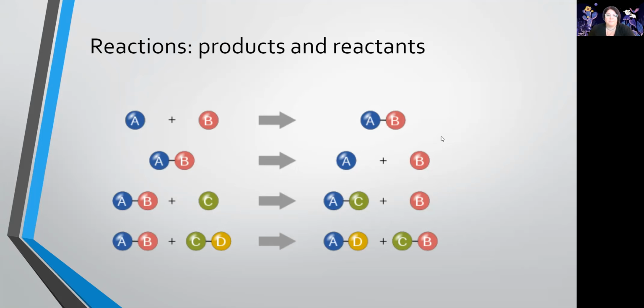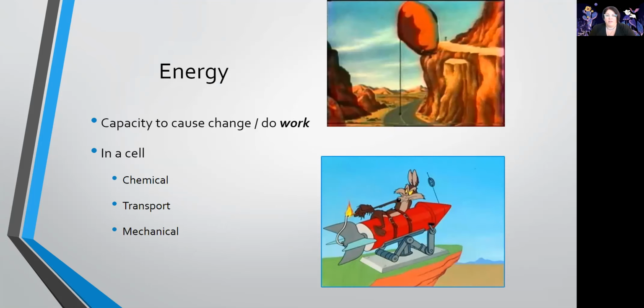So when we're talking about energy, we're looking at the capacity to cause change. So that's sort of a nebulous description of it. You probably learned more specific ones, for example, in physics. But in this case, when we talk about work in a cell, we're looking at chemical, so things that are of a chemical nature, making change, transport, which is what it sounds like, and mechanical, which is a little bit more like building and structure and things like that.